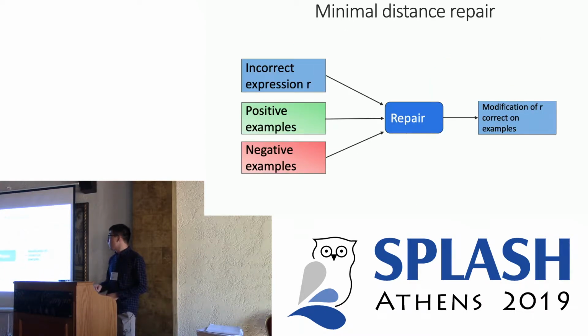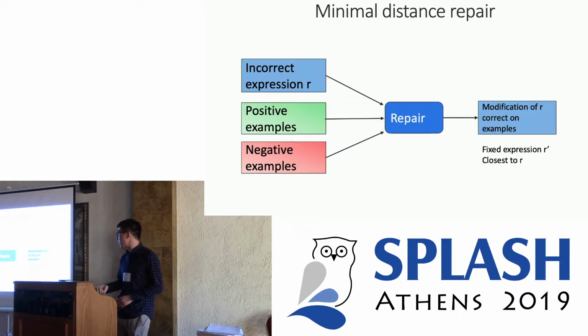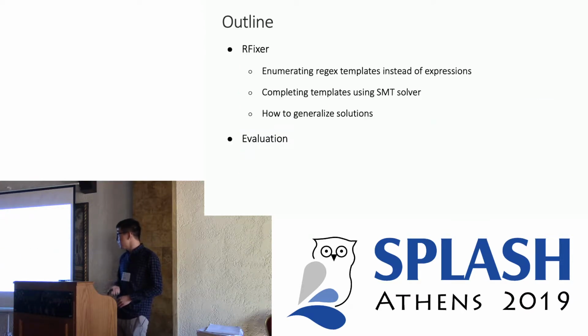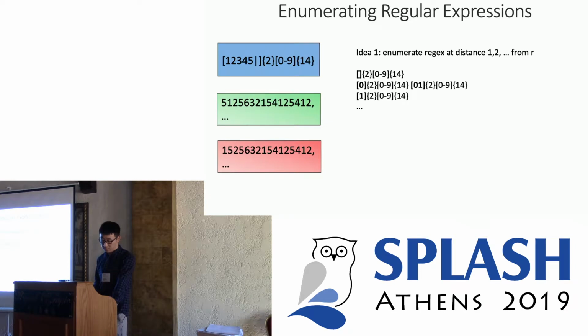So we could refine our formalization of repair problem by putting a constraint on the fixed expression R prime. It should not only be correct on examples, but also be the closest one to the input R. The rest of the talk is composed of 3 parts. The first part is how we're gonna enumerate such templates and how we're going to complete such templates using SMT solver and how to generalize solutions. And then we turn into the evaluation section.